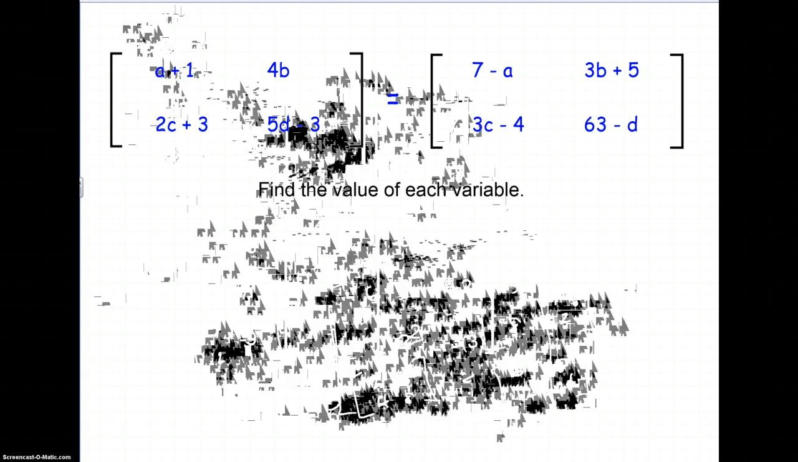We could use matrices. If I know that these two matrices are equal, which is what is indicated here, I know that the corresponding elements are equal. If I want to find each variable, I could set up 4 equations. I know that these elements are equal. A plus 1.